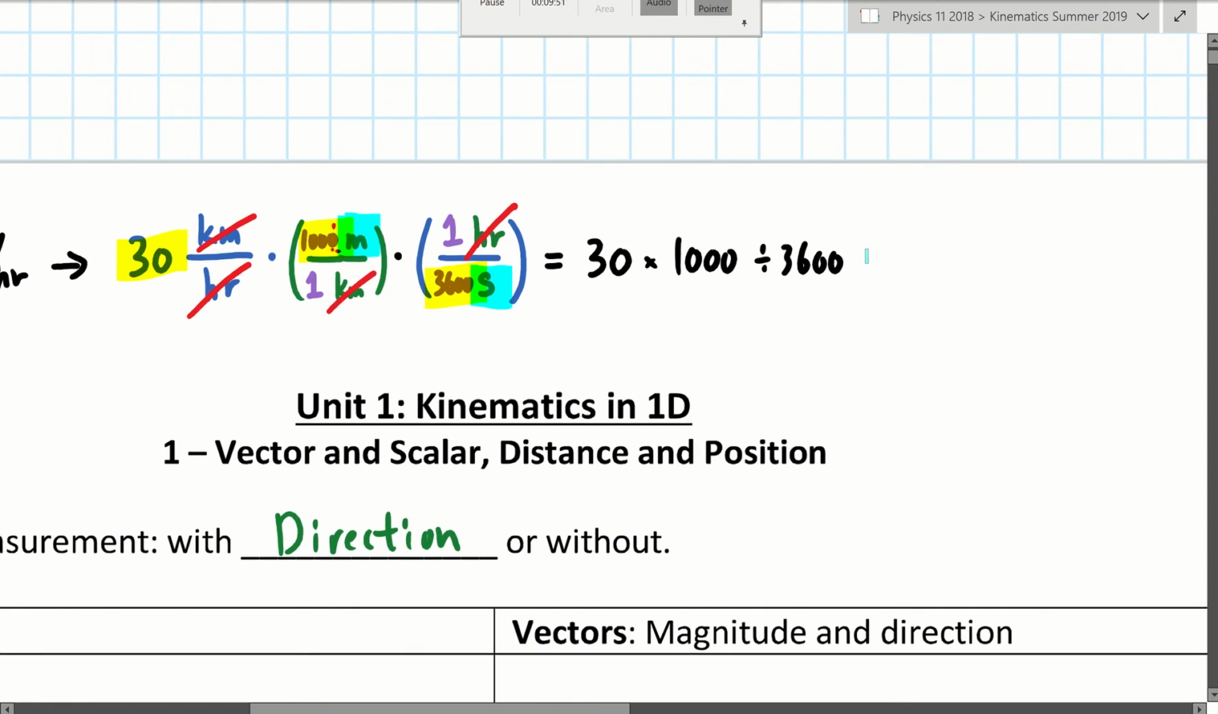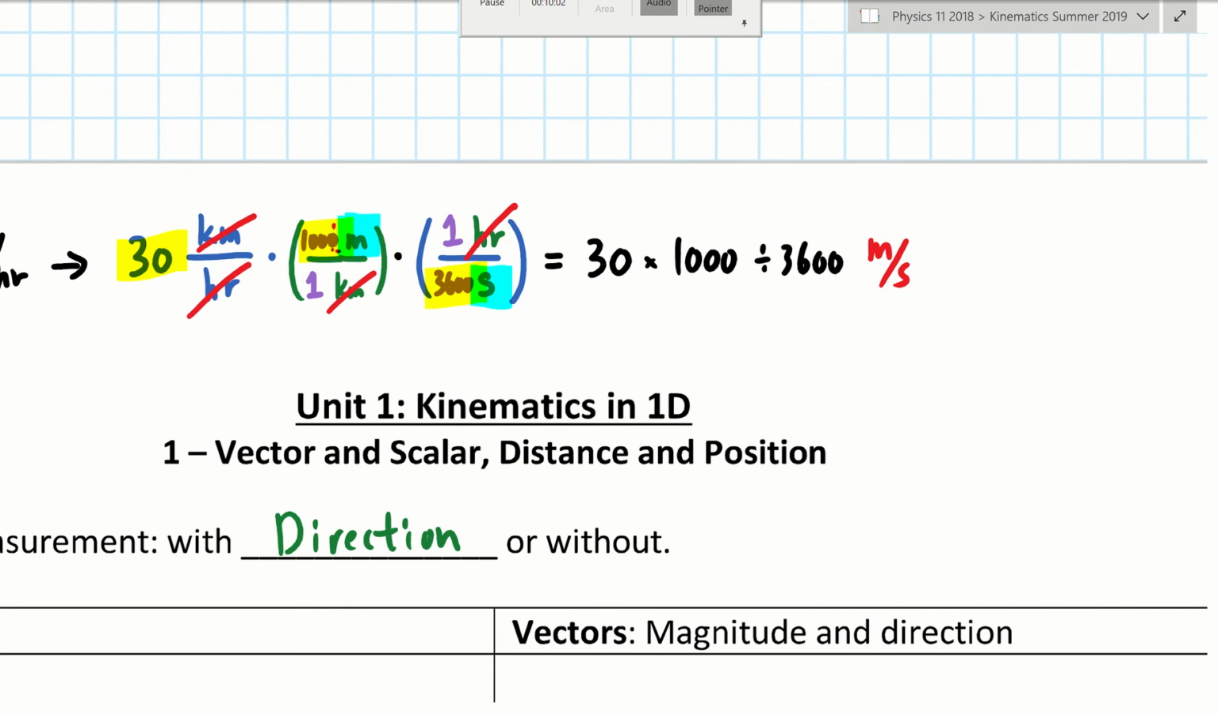So therefore, this is automatically, once you're done with the actual conversion, meter per second, ladies and gentlemen. So it's 30 times 1,000 divided by 3,600, and that's how you turn it into meter per second.